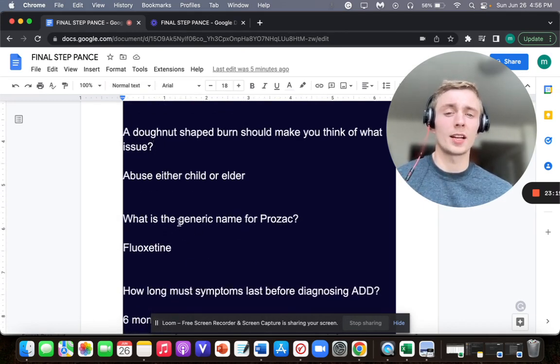What is the generic name for Prozac? Fluoxetine. What's the important thing about fluoxetine? It can be used in bulimia. So fluoxetine is the SSRI of choice in bulimia. How I remember that is fluoxetine has a U in it and bulimia has a U in it. It's a little bit longer acting, so it's the SSRI of choice in bulimia nervosa. And it's also called Prozac.